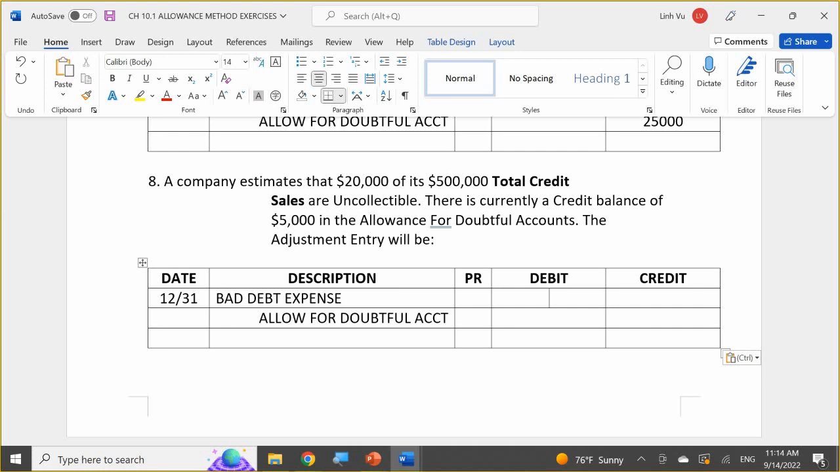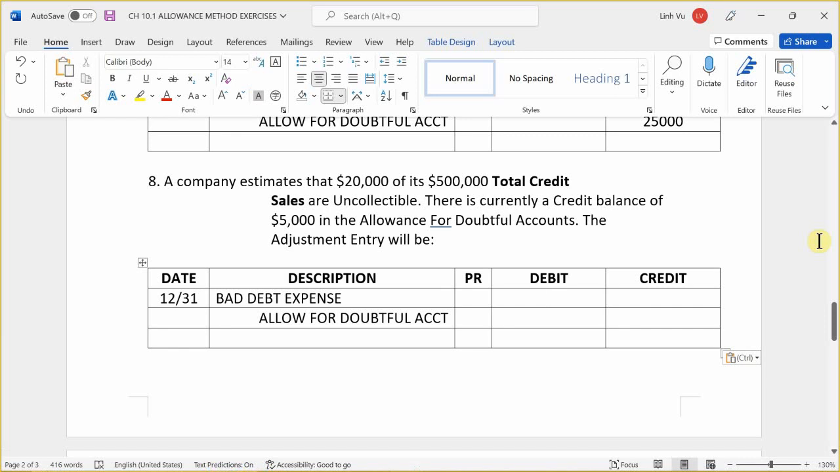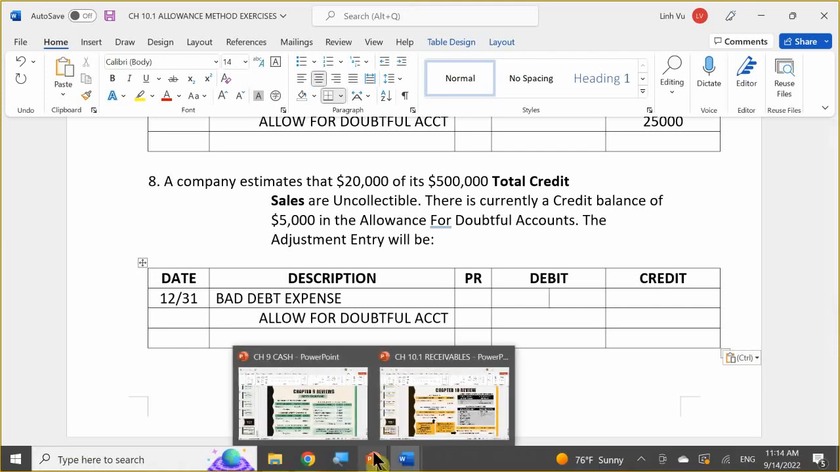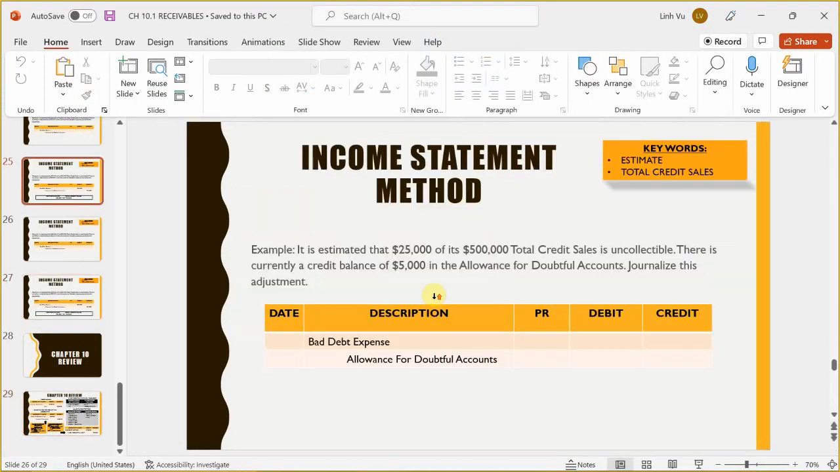Now, does the allowance for doubtful accounts appear on the income statement? I don't know. It doesn't. That's correct. So if it doesn't appear on the income statement, do you care about it? No. So what then is it that doesn't appear? The allowance for doubtful accounts, which is a contra account. Oh, okay. I got you now.